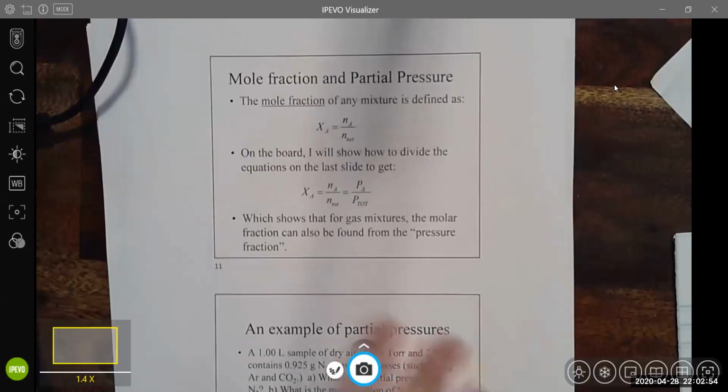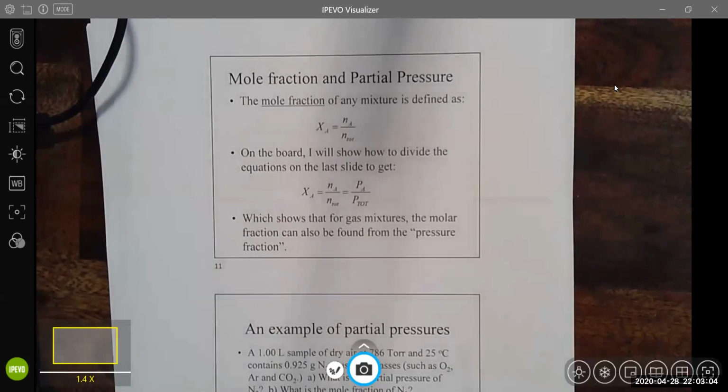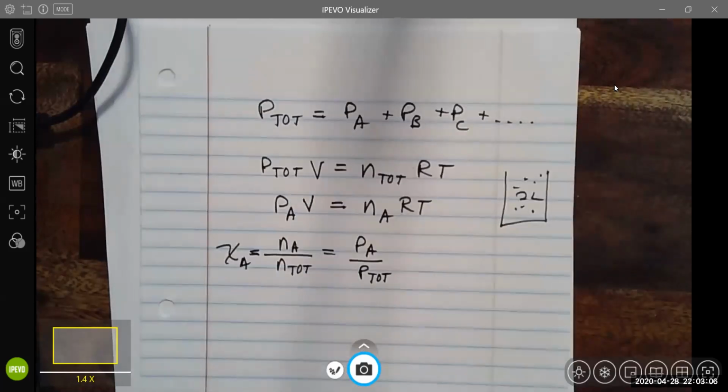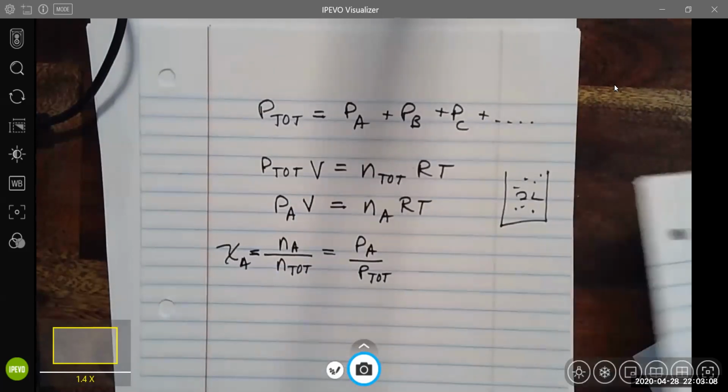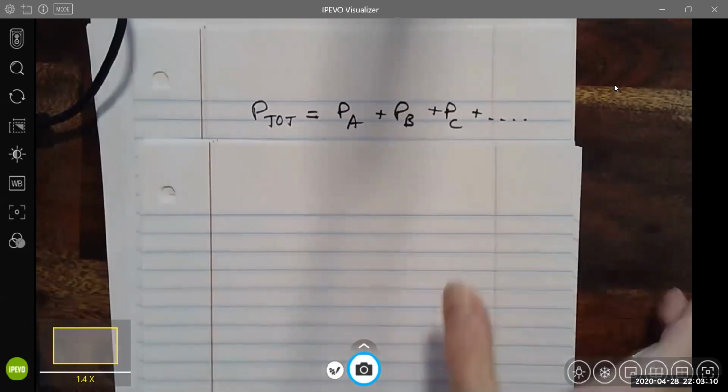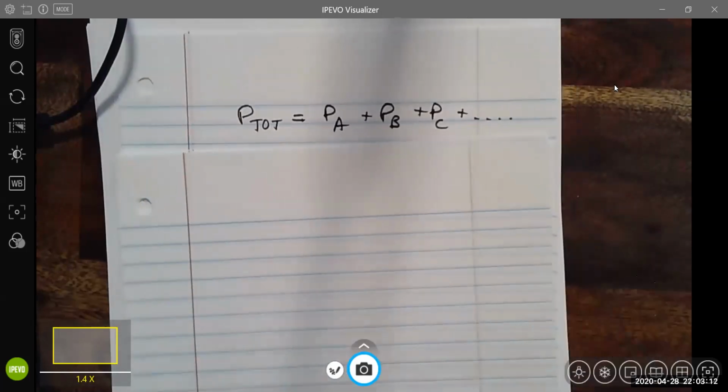Here's another one. Okay, so I want to summarize all these equations in one place because we're going to need them. And I want to talk a little bit about how to solve problems with Dalton's law of partial pressures. So let's see what we got here. The first equation at the top, the first one on page 93, is Dalton's law of partial pressure.